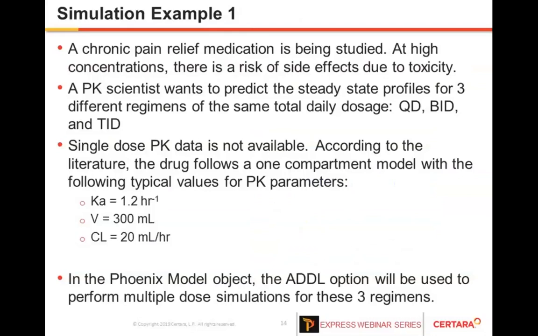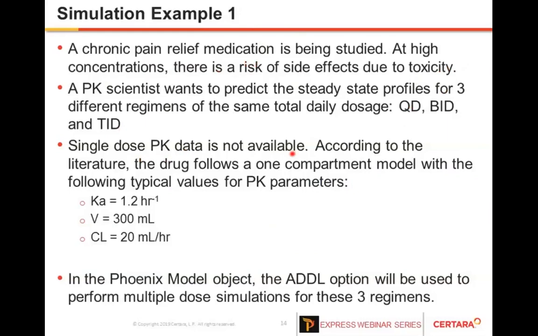Okay, so I have a couple of examples I'd like to show you in the Phoenix software. The first example, just a background, let's say a chronic pain relief medication is being studied, and at high concentrations there's a risk of side effects due to toxicity. A PK scientist wants to predict the steady state profiles for 3 different regimens of the same total daily dosage by QD, BID, or TID.